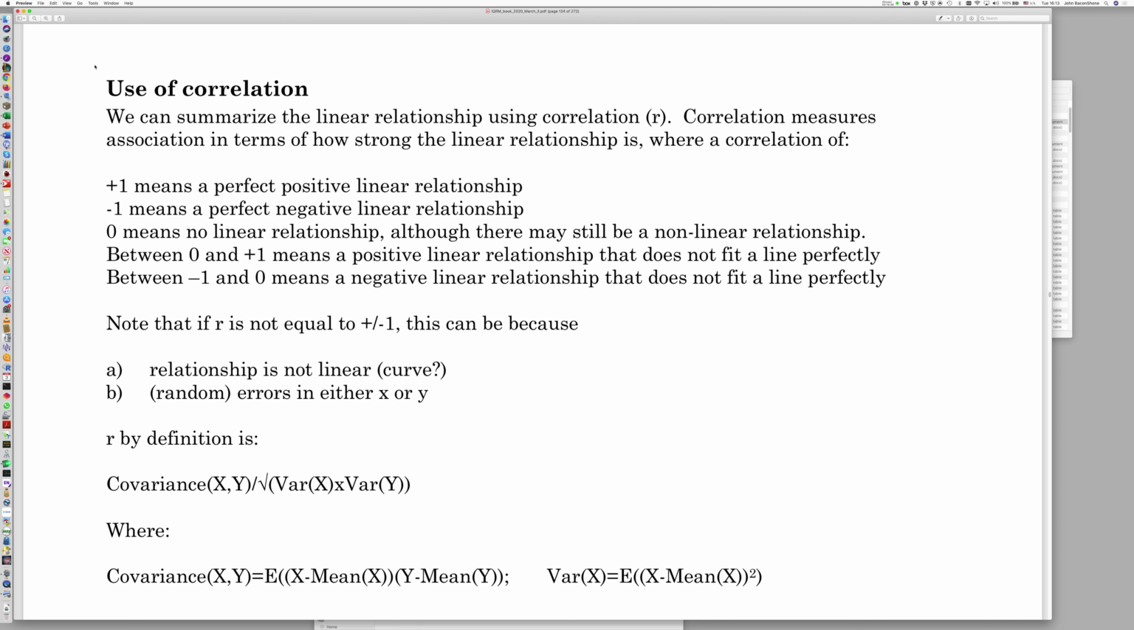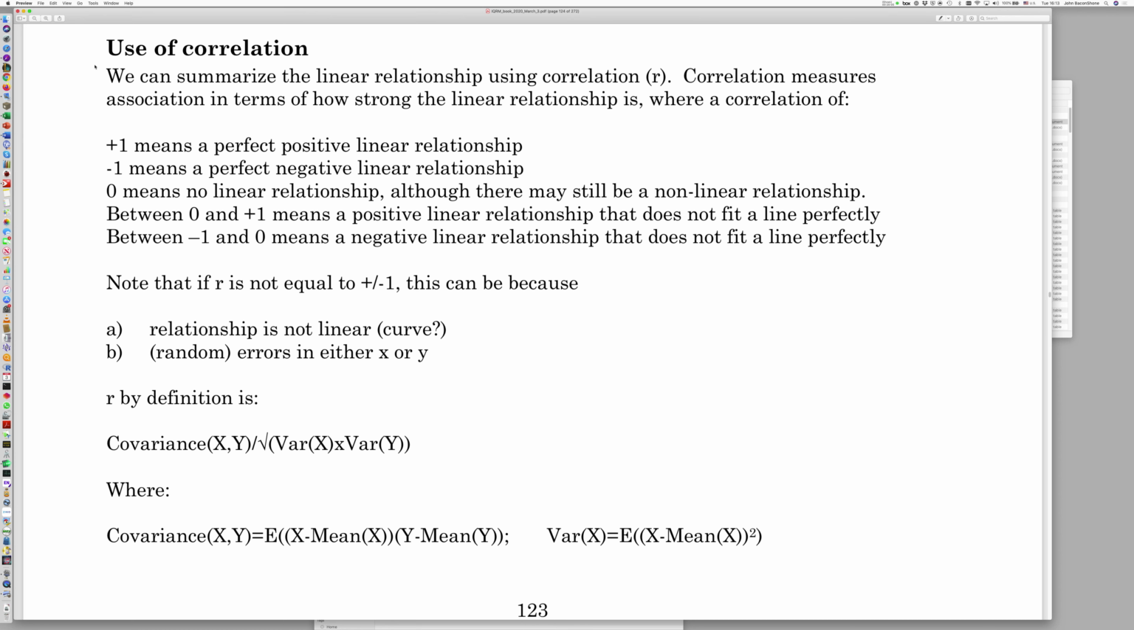So if R is not plus or minus 1, that can be because either the relationship is not linear or that there are random errors in either x or y. So the definition of R is the covariance of x and y scaled by the square root of the product of the variances of x and y. So that's all rather complicated. We don't need to worry too much about that.